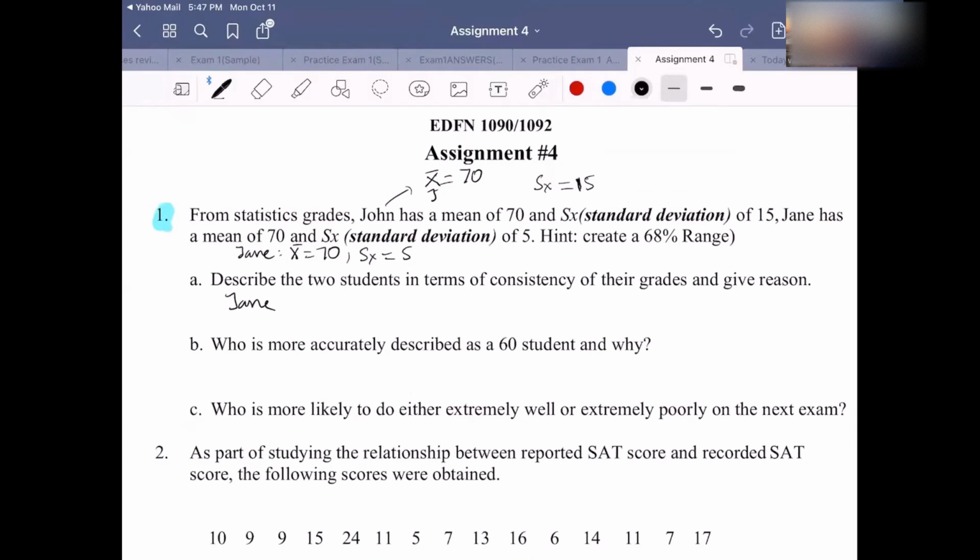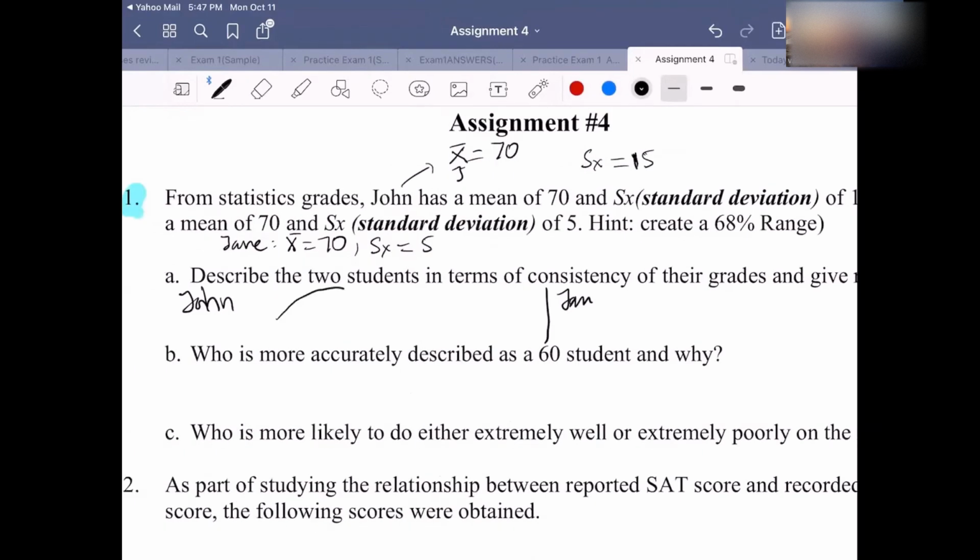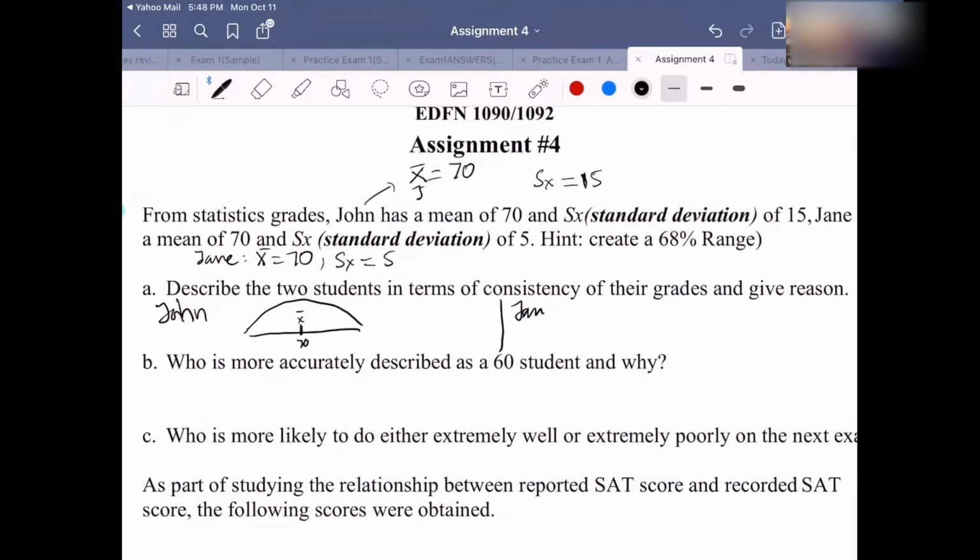So the one on the left will be, oh no, I'm gonna just talk about John first. John is mentioned first, right? So John is on the left and then Jane is on the right, okay? So let's look at the distribution, just in case you still don't get this. If you look at the distribution here, the mean of John's grade is 70, right? And his standard deviation is 15, okay?